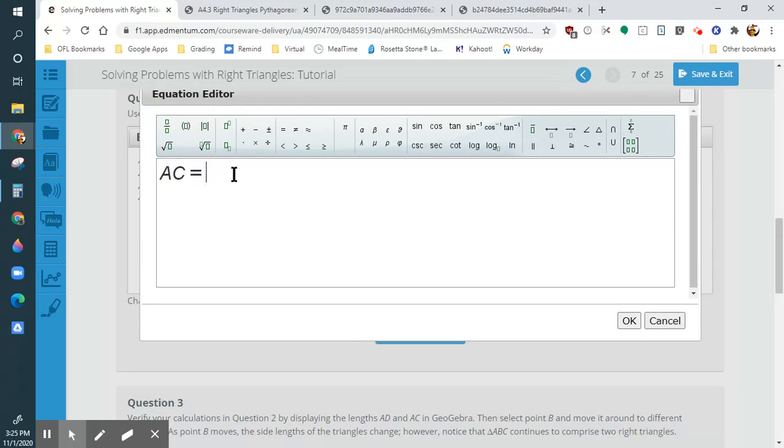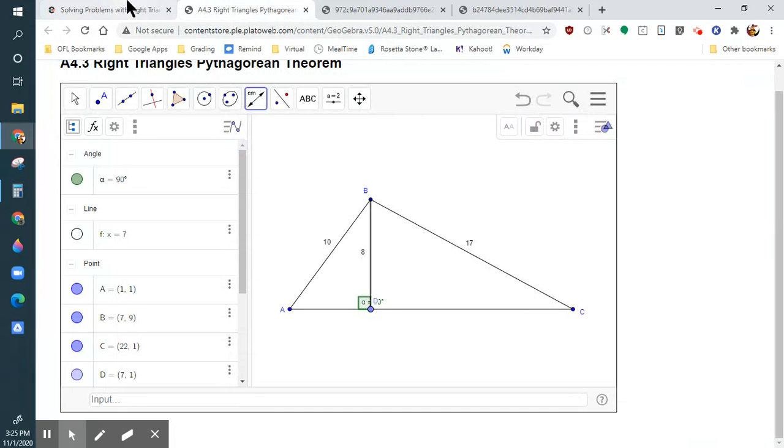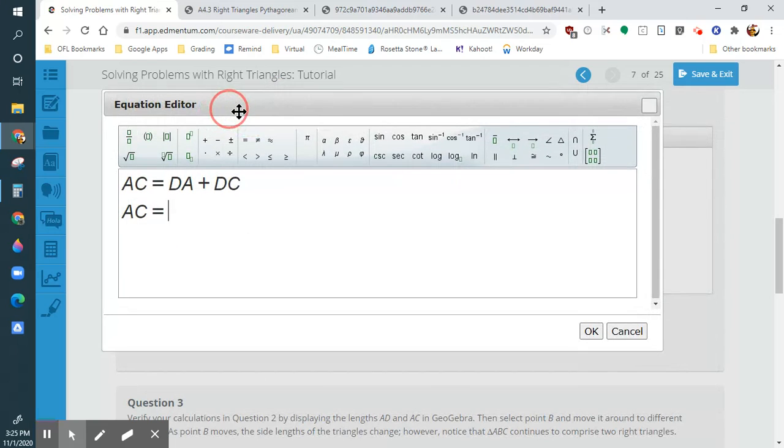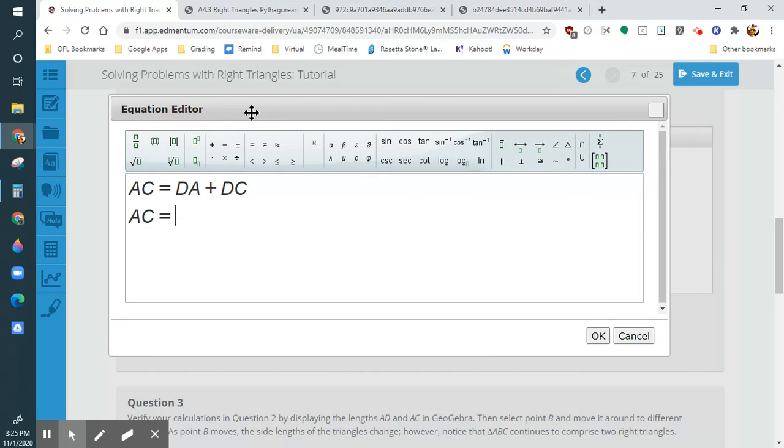AC equals BA plus DC. I forgot what side it was already. Yeah, DC. Oh, duh. A to C. So AC equals, we got 6 plus 15, 16.